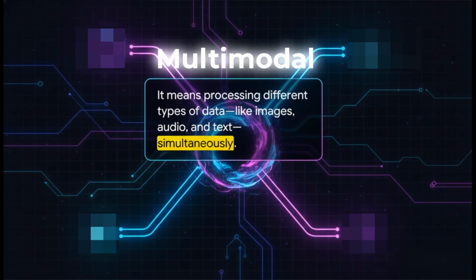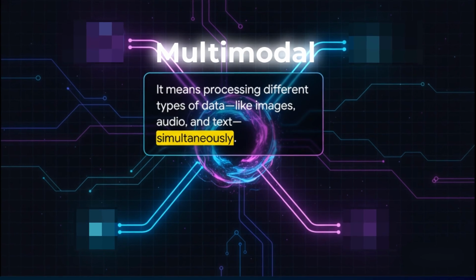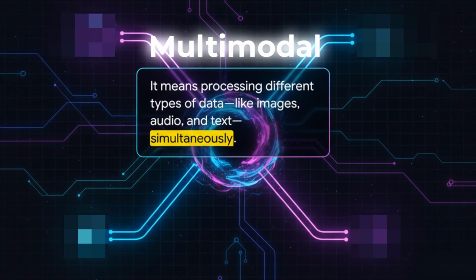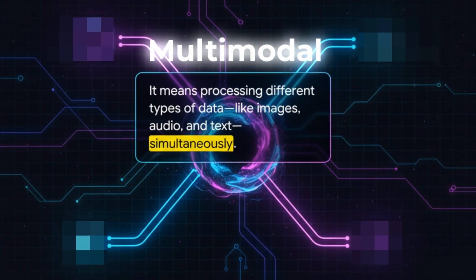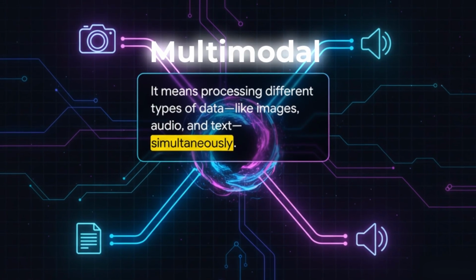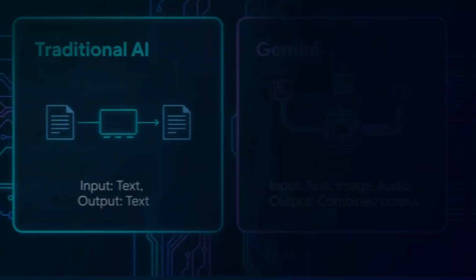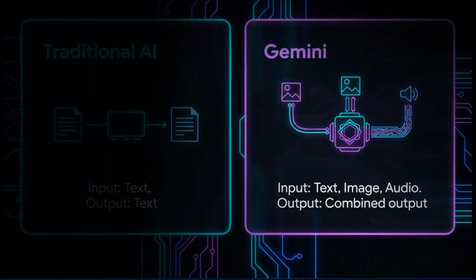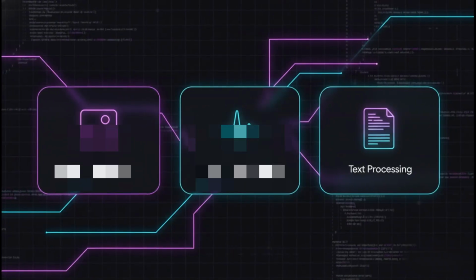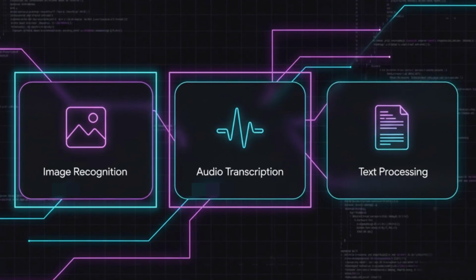It means Gemini is not just limited to text. It can understand, operate across, and combine different types of data, including images, audio, and text. This makes it a powerful and versatile tool for developers who want to build applications with sophisticated AI-powered features that go beyond simple text-based conversations.